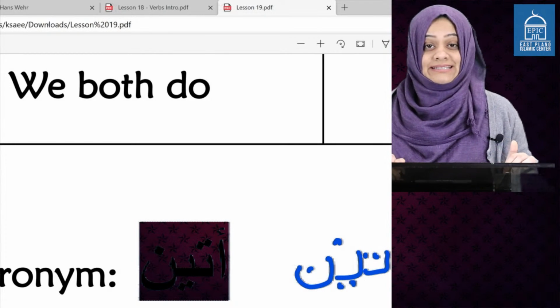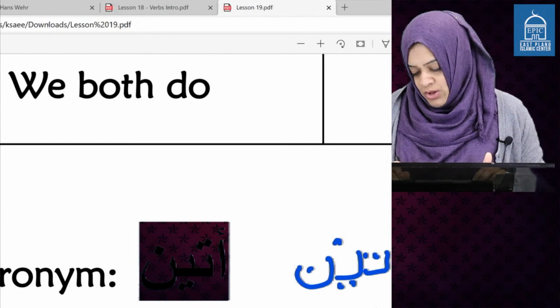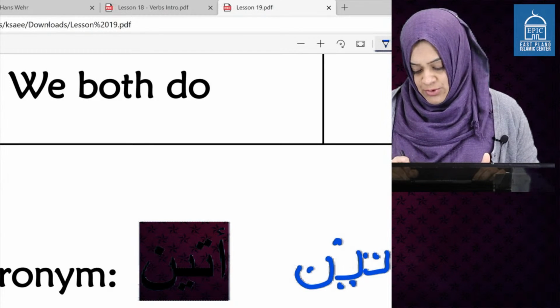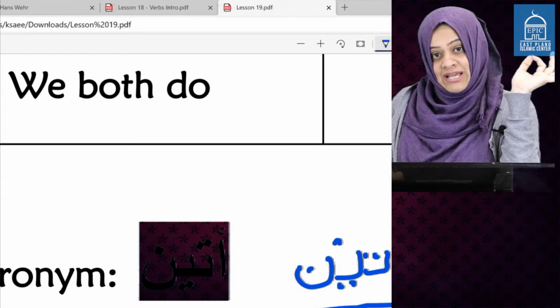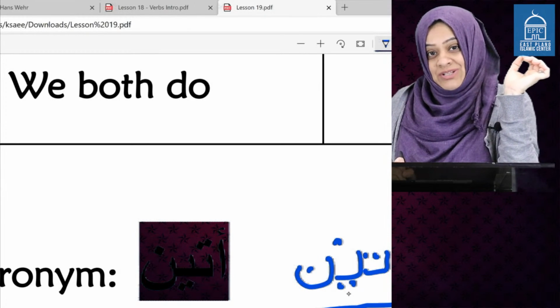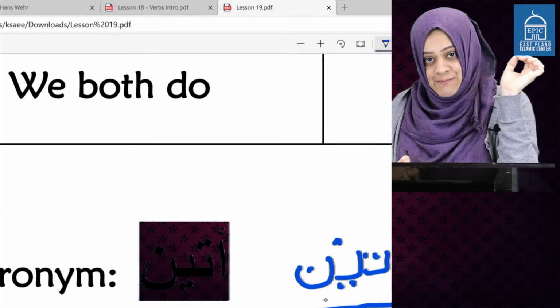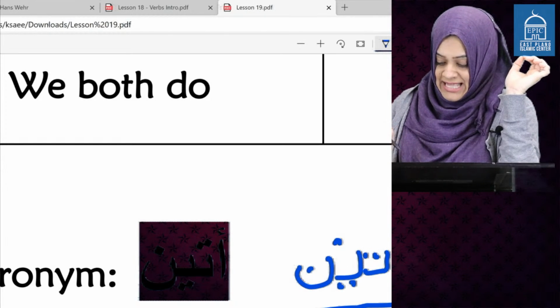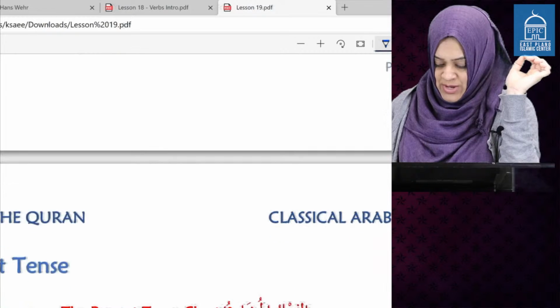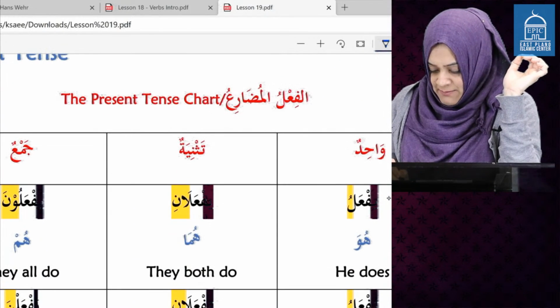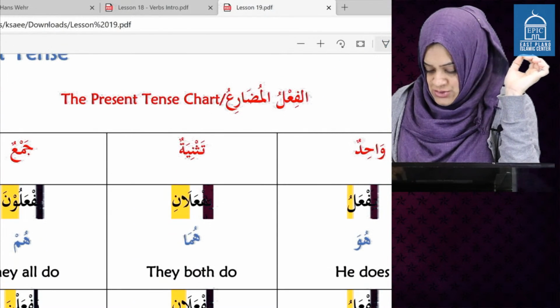Hamza, ta, ya, noon. These are all the beginnings of mudare, okay? All your mudare verbs will either begin with a hamza, or a ta, or a ya, or a noon. And that's basically what I'm trying to show you in the chart as well. So I'm going to write it here, since on the screen you're not able to see.